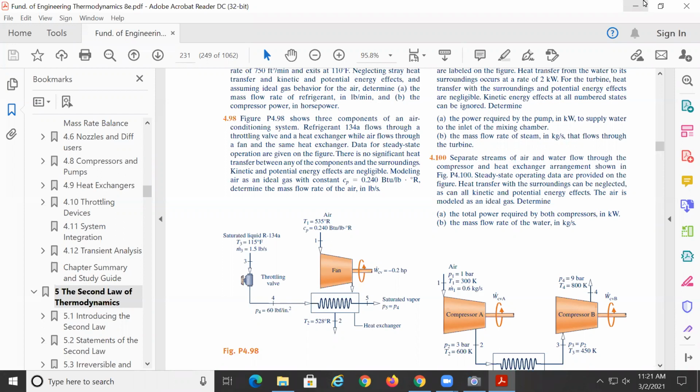Okay, so now, so one, okay, 2 is all the way down, that's pretty strange. T2 equal to 528 Rankines. And then we know T5 is saturated vapor, and P5 equal P4.